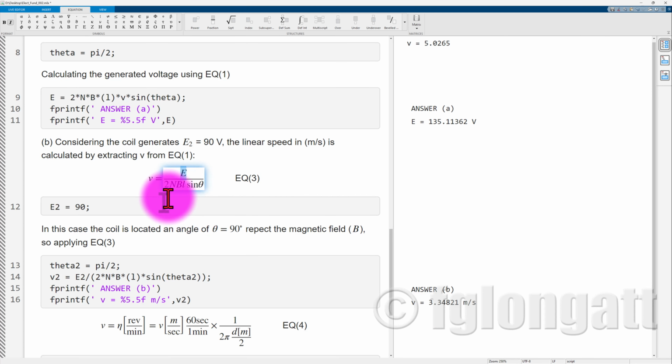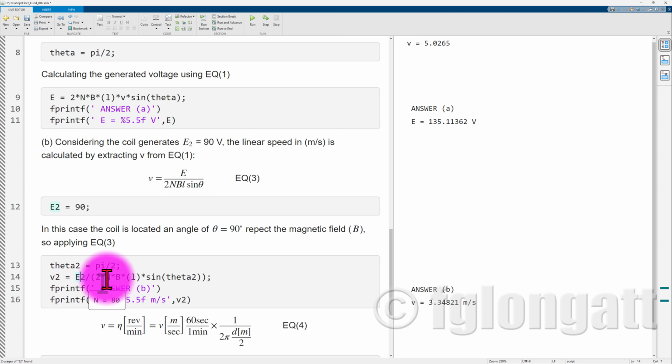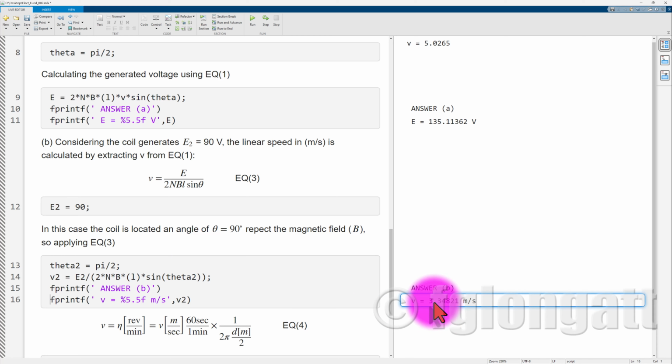So now it is just a question of substitution. Remember, the induced voltage is 90 volts, the number of turns 80, the magnetic flux density 1.4, and you can see 0.12 meters and sine of theta over here. So when we produce the numerical result, you can see that the answer for question B is 3.34 meters per second. So this is the answer.